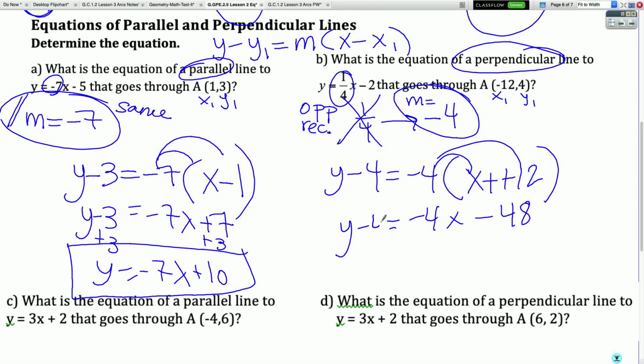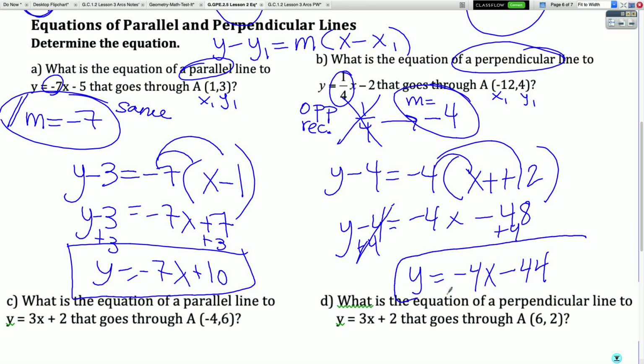I'm going to bring down my y minus 4, and what's my last step? Add the 4. So final answer is y equals -4x, you tell me, minus 44. We have a -48 plus 4. They're different signs, which means we subtract and keep the negative. So -44. Questions there before I pause?